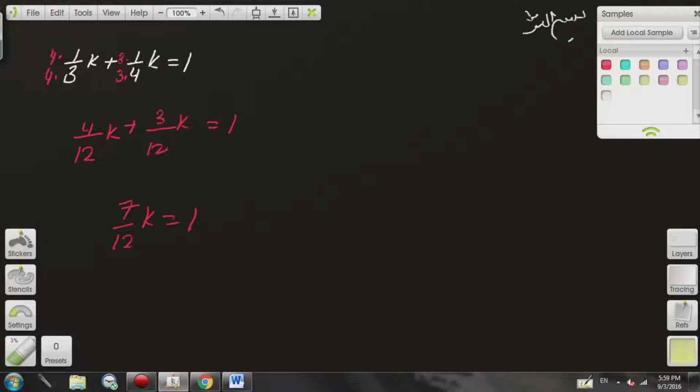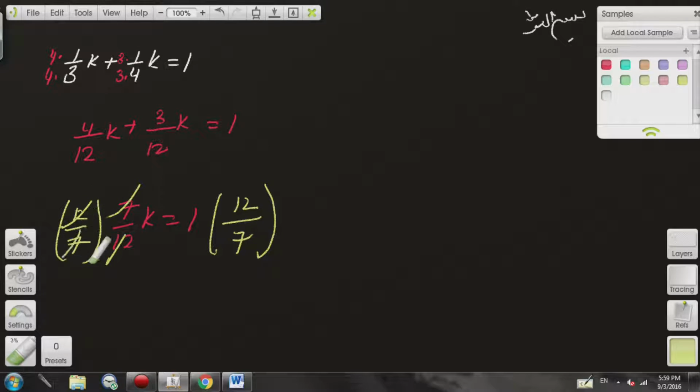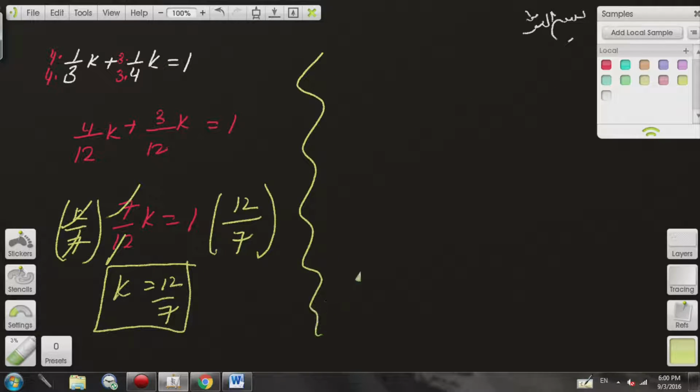Now to solve this, you have to multiply both sides by the reciprocal. Say reciprocal. Multiply both sides by the reciprocal. Not one side, but both sides. Okay? So then these cancel. So k is going to be 12 over 7. That's one way of doing this problem.